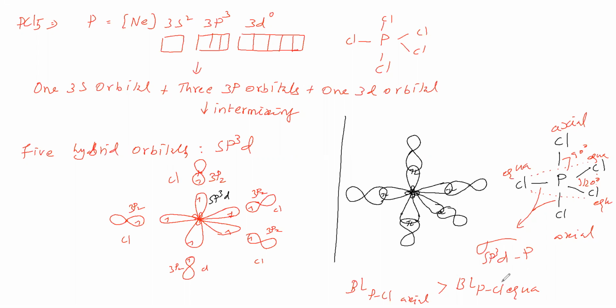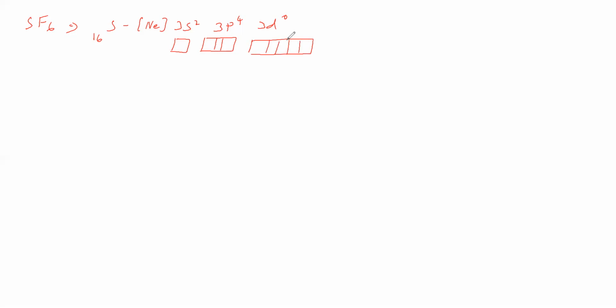So in PCl5, the central atom phosphorus hybridization is sp3d hybridization. Okay. Next we will take SF6. In SF6 we can write sulfur atomic number 16. Electronic configuration is neon 3s2, 3p4, 3d is 0. 3s contains one atomic orbital, 3p contains three atomic orbitals, 3d contains five atomic orbitals. So SF6 we can write like this.